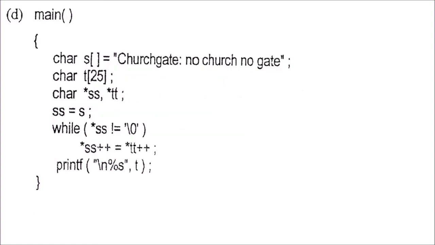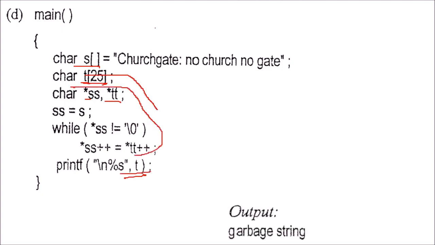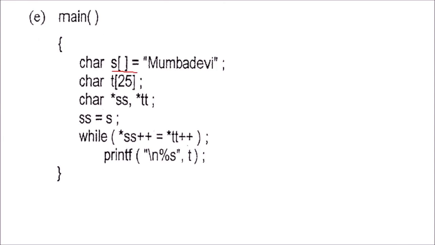This is again a character array, not a pointer but an array, because we had a pointer here. Now we have taken a character array, and we want to print t, but we see here that t is not being used from this point to this point. So t will give you a garbage string. Here also we have s as Mumbai Devi. You want to print t, but whatever you do here, there is no t involved. No assignment, no operation for t. So again a garbage string will be printed.